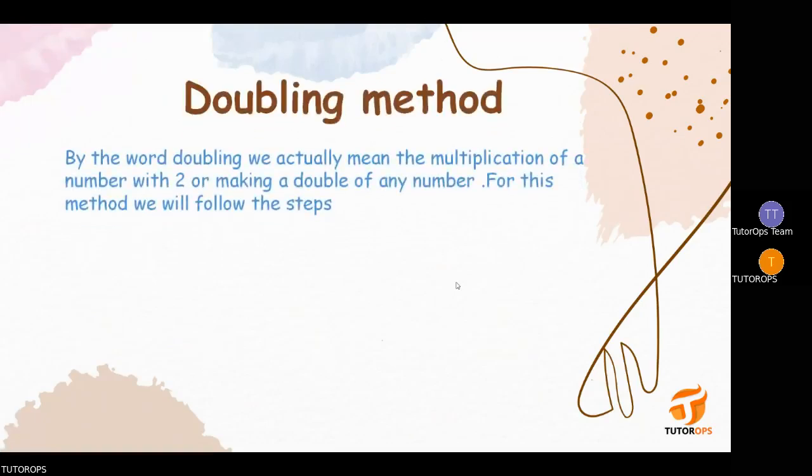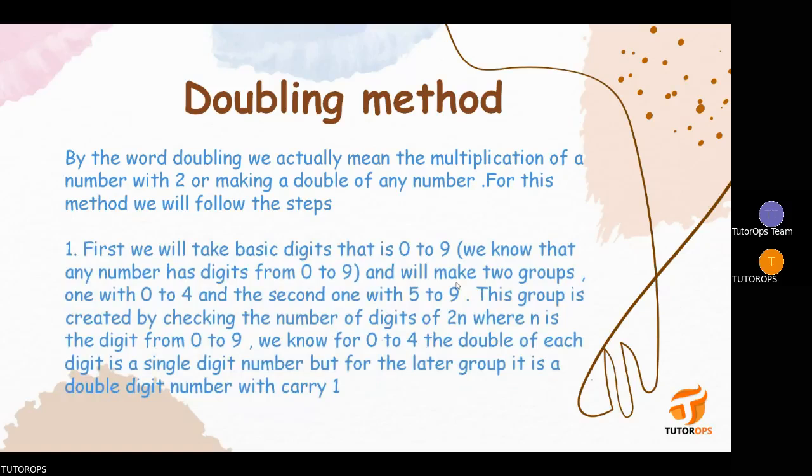Now, I am starting with the doubling method. By the word doubling, we actually mean the multiplication of a number with 2, or making a double of any number. For this method, we will show the steps. First, we will take basic digits, that is 0 to 9. We know that any number has digits from 0 to 9. If we take, say, an 8 digit number, 85341278, that also contains digits from 0 to 9.